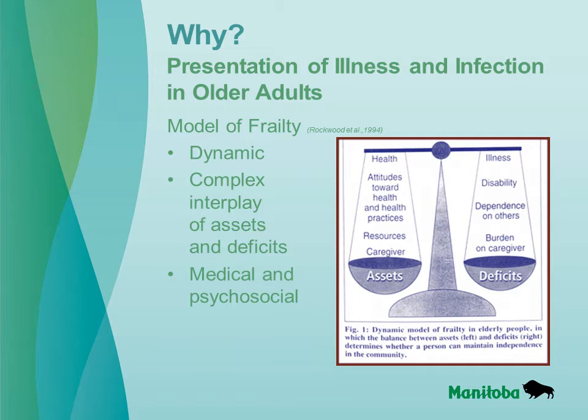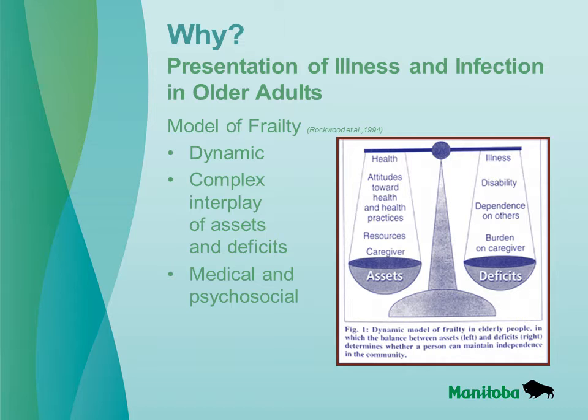Now that we have addressed what is meant by atypical presentation of illness and infection in older adults, we will examine why this occurs. We begin this discussion with a brief explanation of the concept of frailty. The recognition of frailty is important because frail older adults are more likely to exhibit atypical presentations of illness.